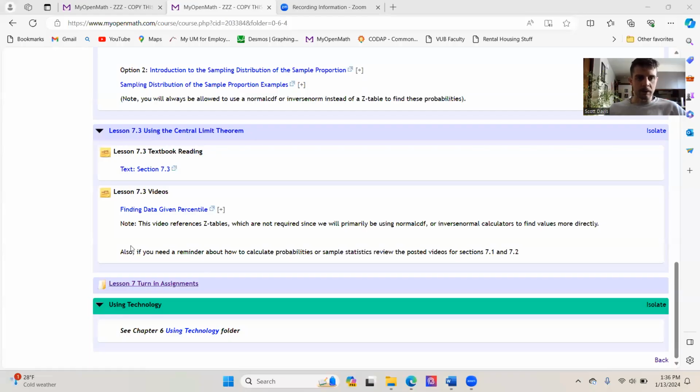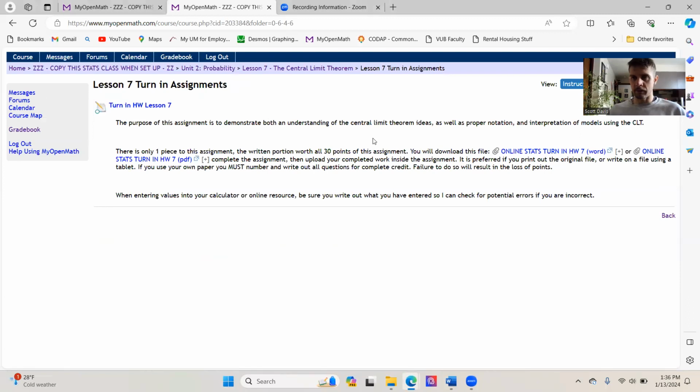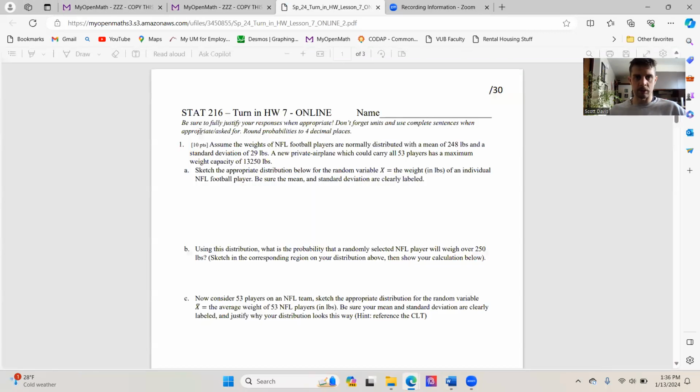So if you're in your Lesson 7 turn-in homework, everything is going to be on this one file. I will open up the PDF as usual. So important instructions here. Be sure you round any probabilities to 4 decimal places. Use complete sentences when you're asked for it, and don't forget units anytime that is relevant.